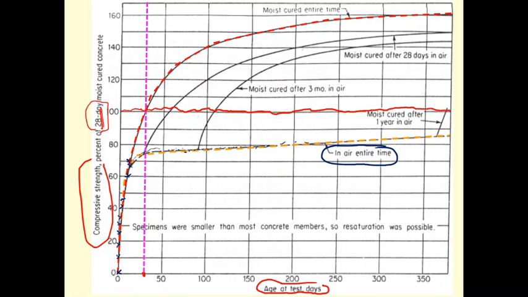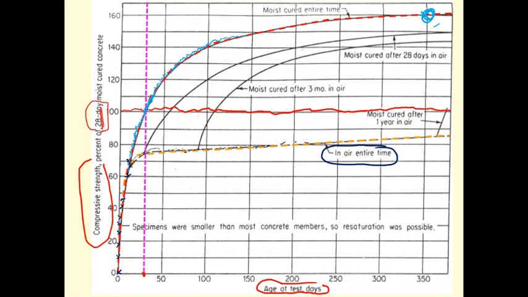It's just in the air the entire time. You don't put any water into it. Okay, but if you are really good, you put the water all the way from the start, and then the concrete has water for the hydration process. Okay, it can develop strength to 100% within 28 days. And the strength still develops while you keep putting water on the concrete, and it can develop as high as 160% within a year.